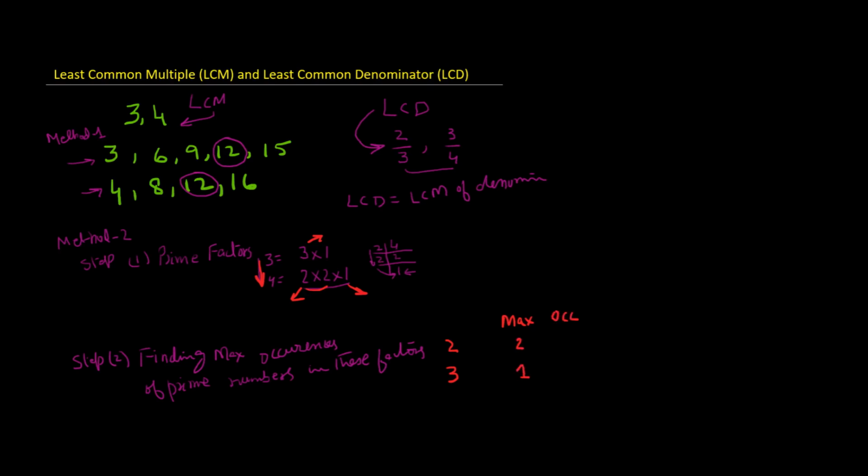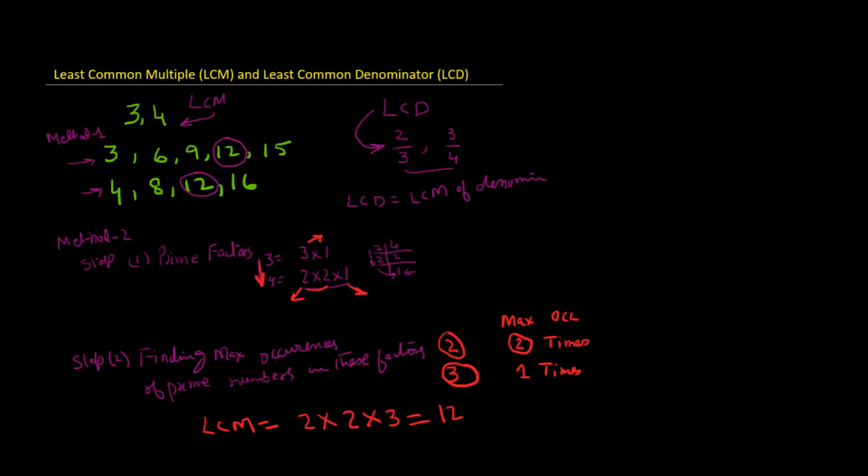So now what you do, the LCM would be equal to, you multiply 2 two times, then you multiply 3 one time. This is the maximum occurrence of 2, so you multiply 2 two times, and then you multiply 3 one time. So this is the LCM.